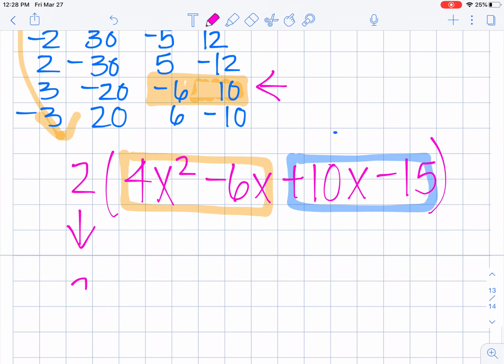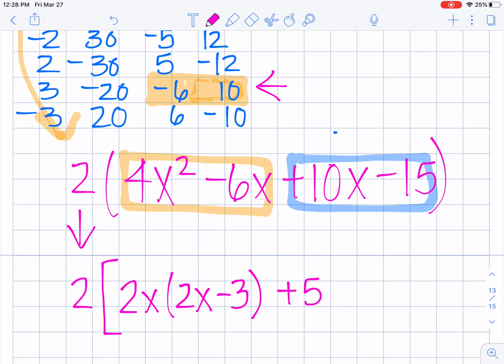In my orange group, what do those have in common? 4x squared and negative 6x. They have a 2 and they have an x. When I take out a 2x, 2x times 2x is 4x squared, and 2x times negative 3 is negative 6x. In my blue group, what do these 2 terms have in common? What number can I take out? I can take out a positive 5. 5 times 2x is 10x, and 5 times negative 3 is negative 15.